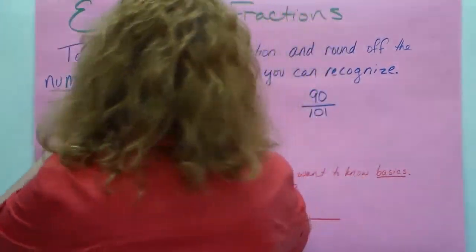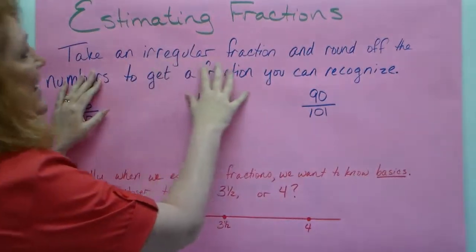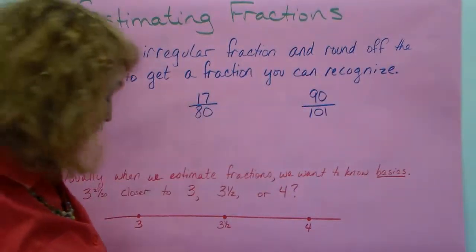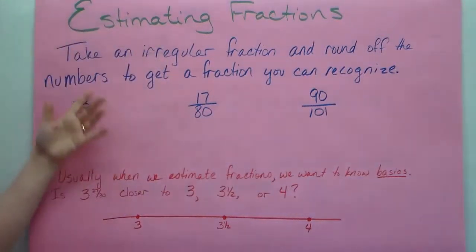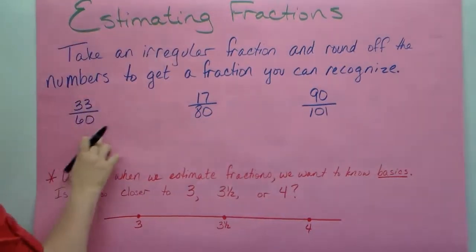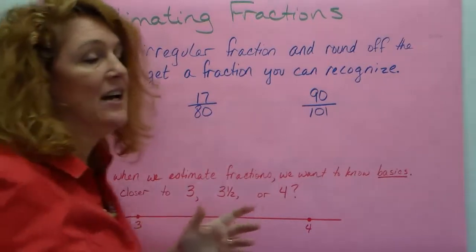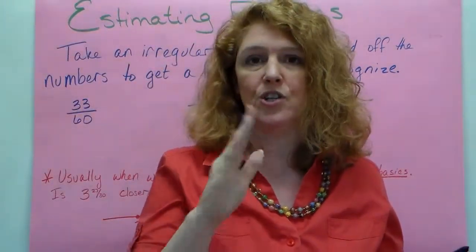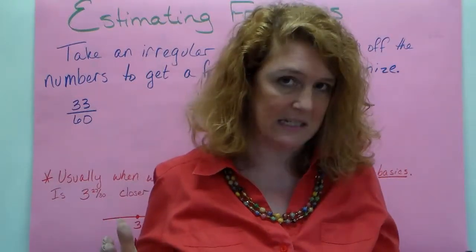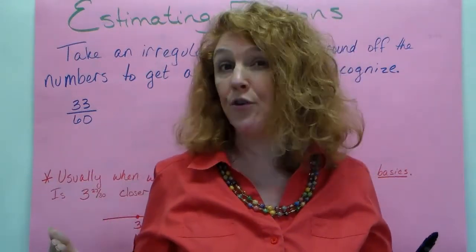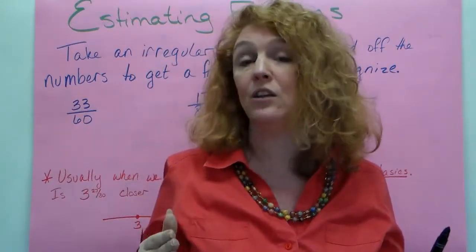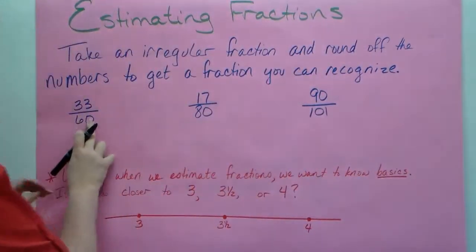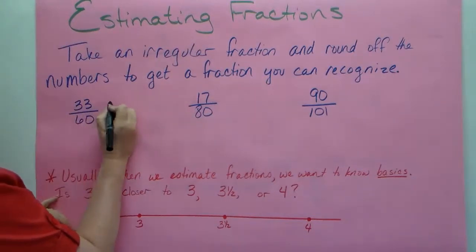So, when you're estimating a fraction, you're going to take an irregular fraction and round off the numbers to get a fraction that you can recognize. Now, what does that mean? Well, I'm looking at 33 over 60. It's really difficult for me to picture chopping something up into 60 pieces and talking just about 33 of them. I don't really know what that looks like. So what I want to do is round this off. Well, this is already kind of a rounded number. This number I'm going to round off to 30.